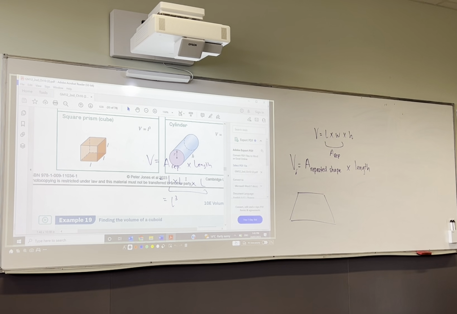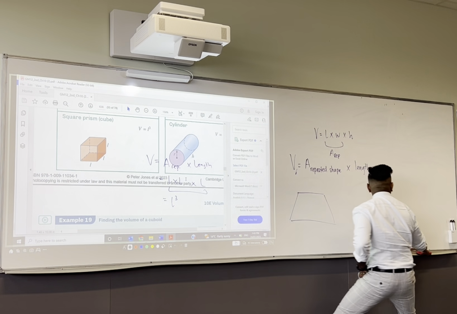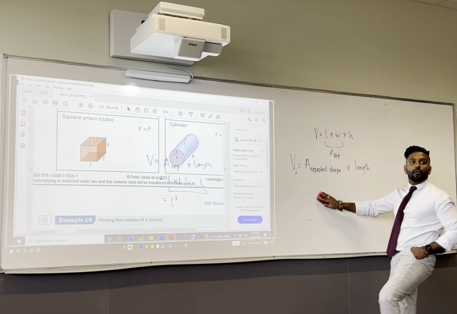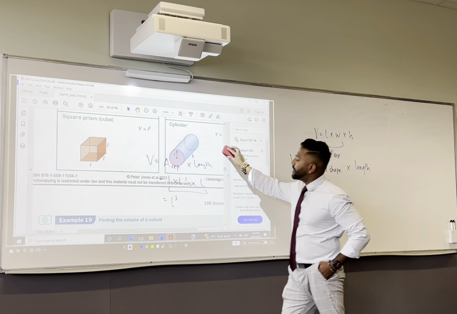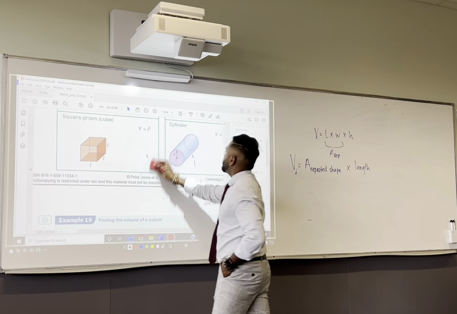So for every single question that you do, Year 11s, go with a strategy. A strategy is really, really crucial. Don't just jump into a question.